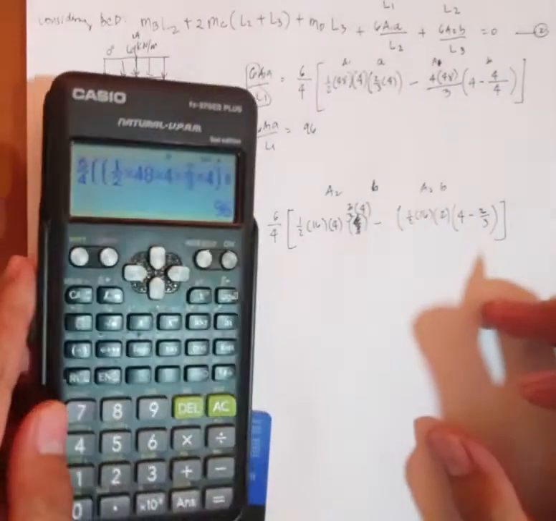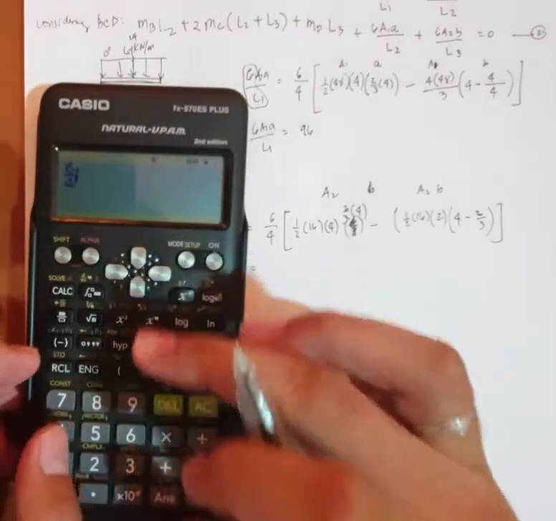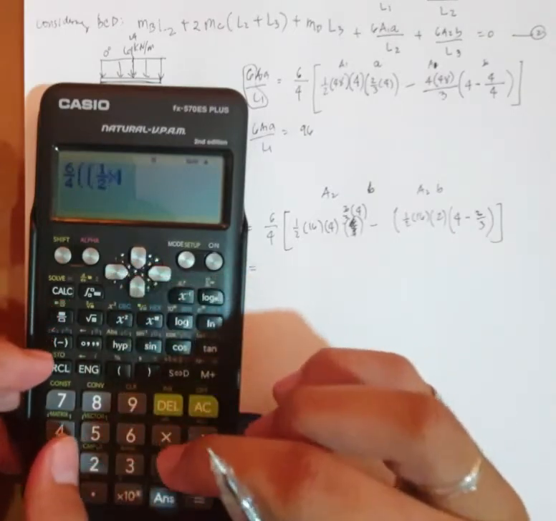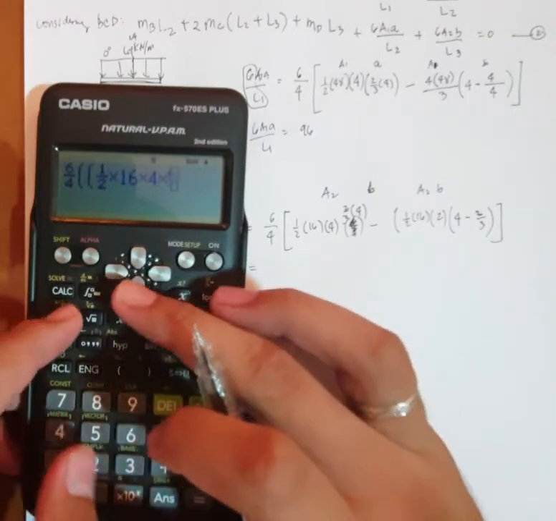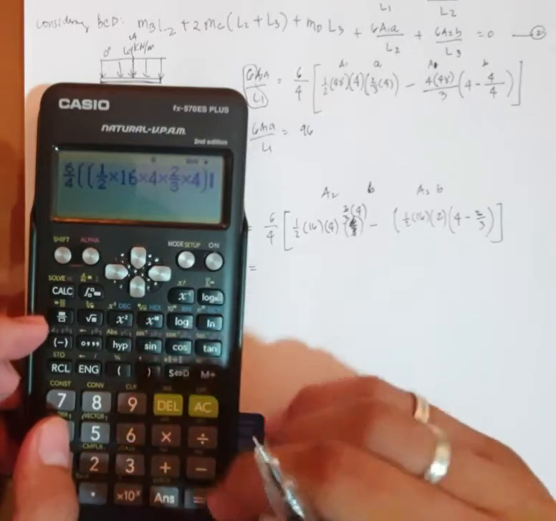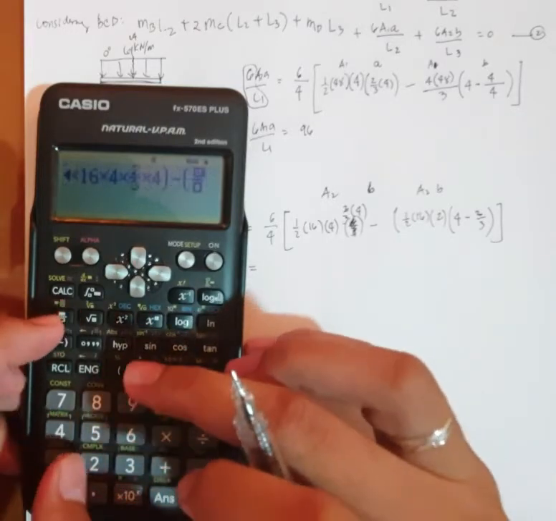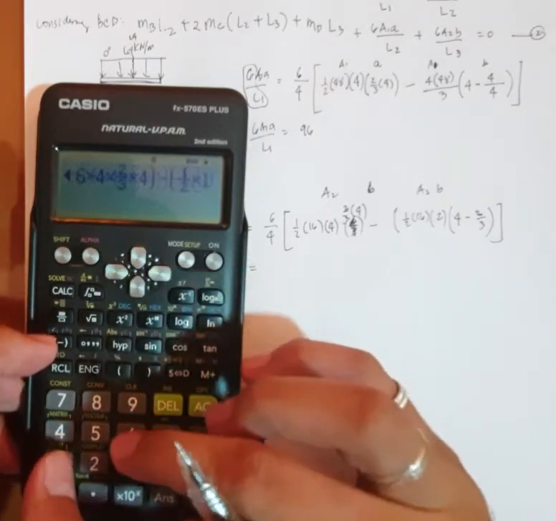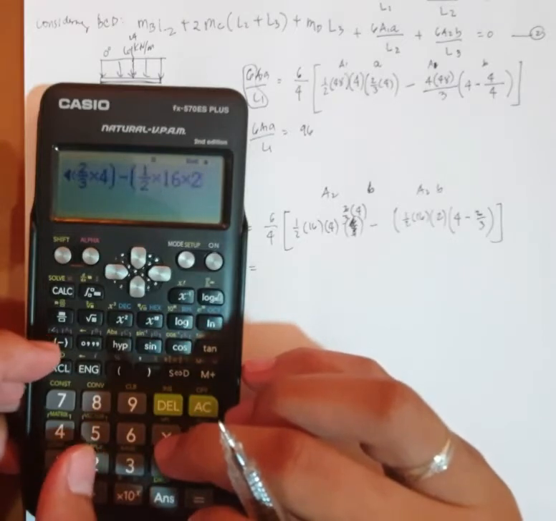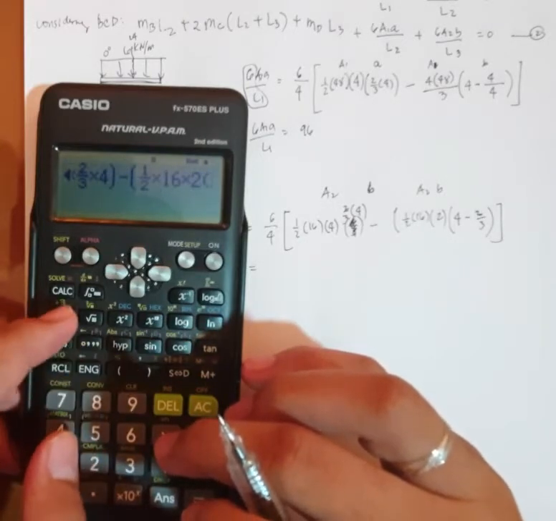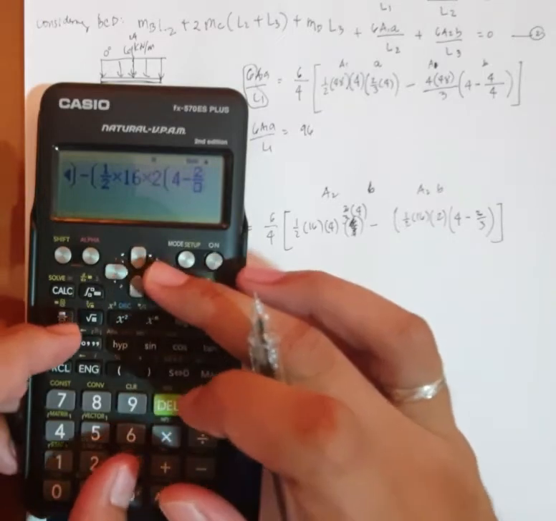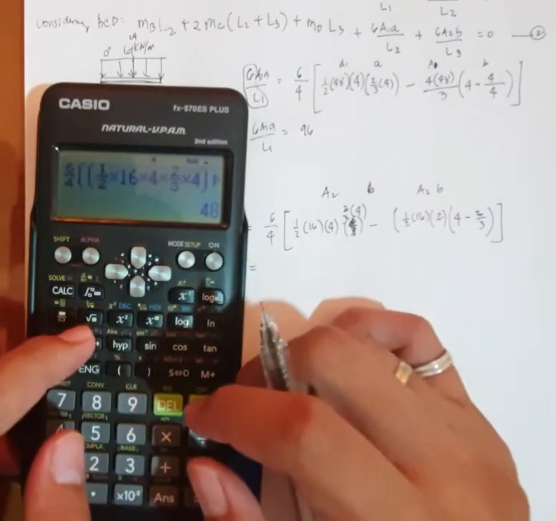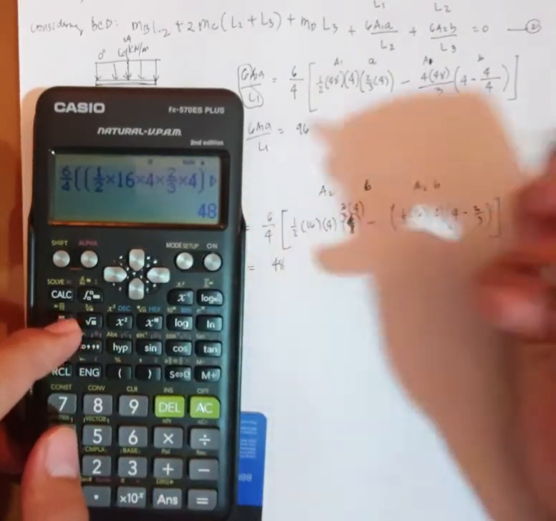Compute. 6 over 4, 1/2 times 16 times 4 times 2/3 of 4, minus 1/2 16 by 2 by 4 minus 2/3. So we have 48.